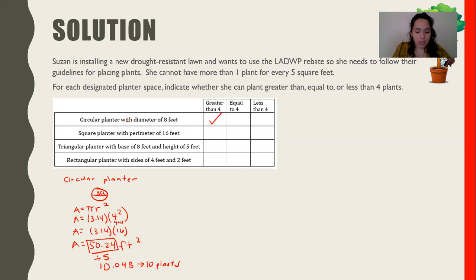Okay. Now we're going to do one more and then we're going to stop there. So a square planter has a perimeter of 16 feet. Remember that perimeter is when you add up all the sides. Oh, that should be a square, not a rectangle looking thing. All right, so what we did, we found the circular planter with diameter of 8 feet. So if we have time next session, we'll come back to this problem.